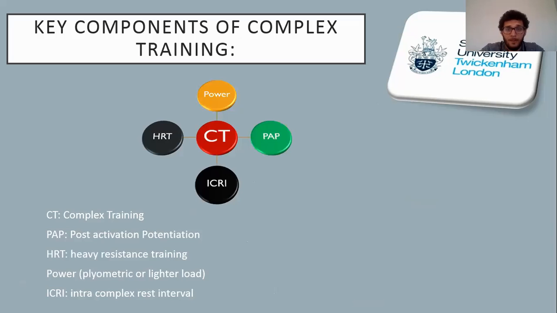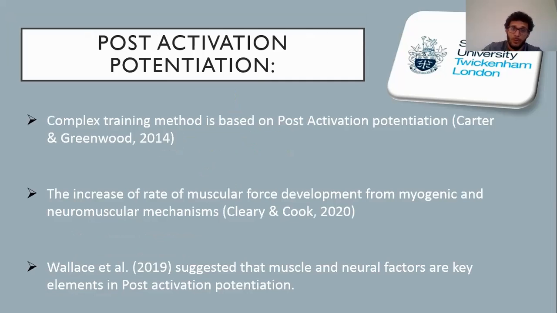So moving on to the key components of complex training. When looking at complex training, we can identify four key elements. First is post-activation potentiation. Second is strength training, or the heavy resistance load. Third, plyometric or power training. And fourth, the intra-complex rest interval. So what exactly is post-activation potentiation?